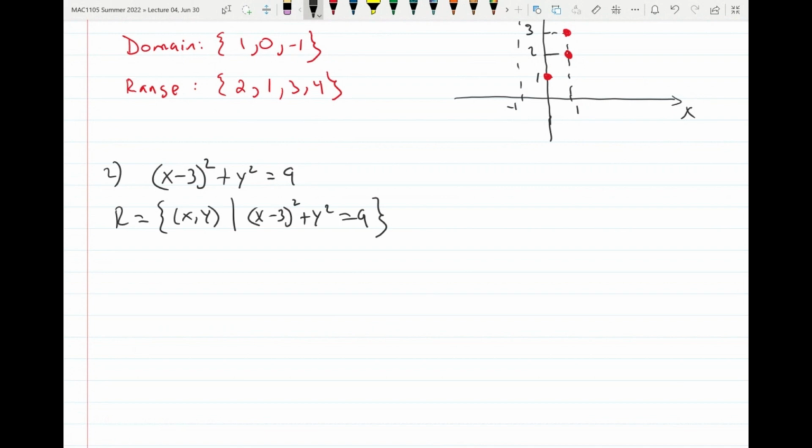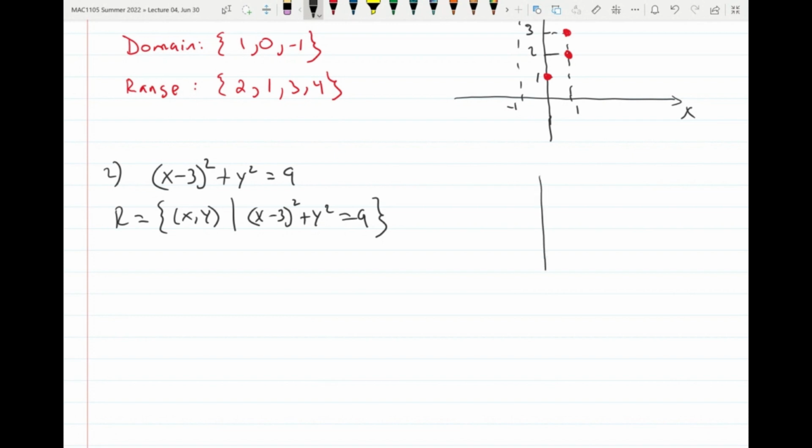In fact, what is this? If you want to look at a picture of this relation, how does it look? Yes? Circle. What circle is this? You need to give me center and radius. When I ask you what circle, the important data is center and radius. Circle with center (3, 0) and radius 3.